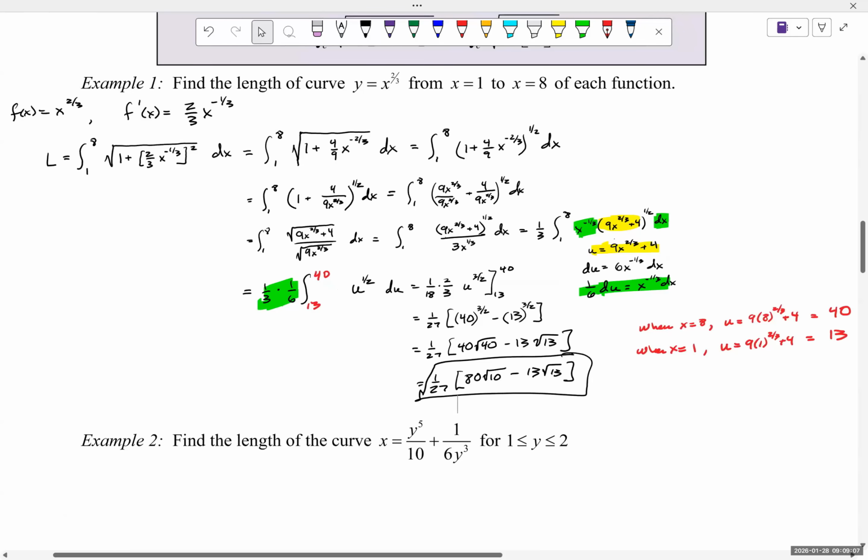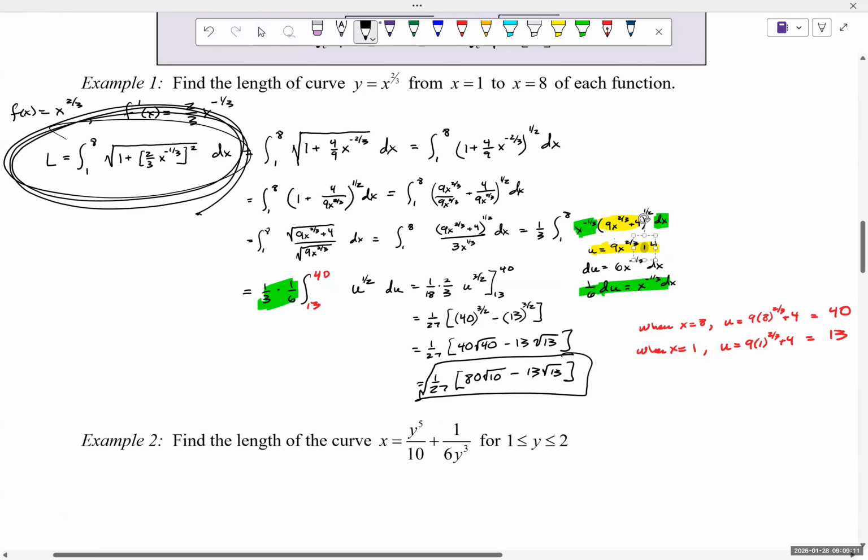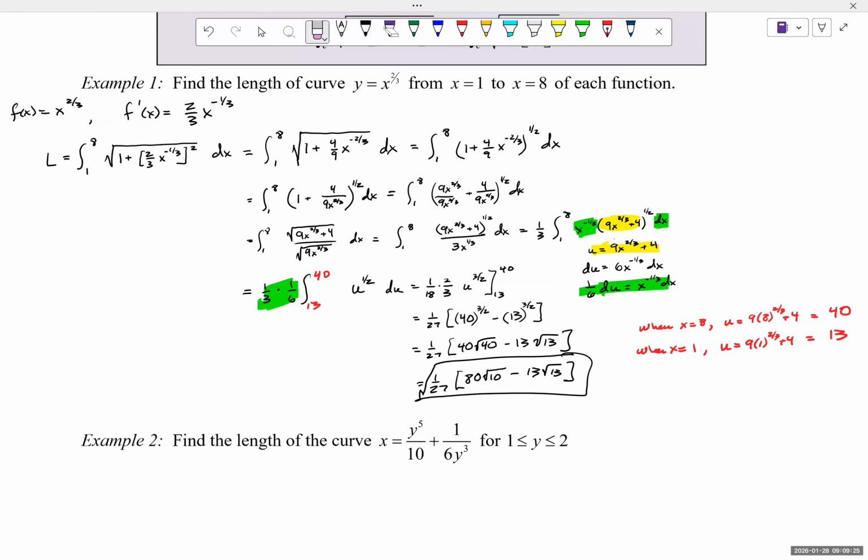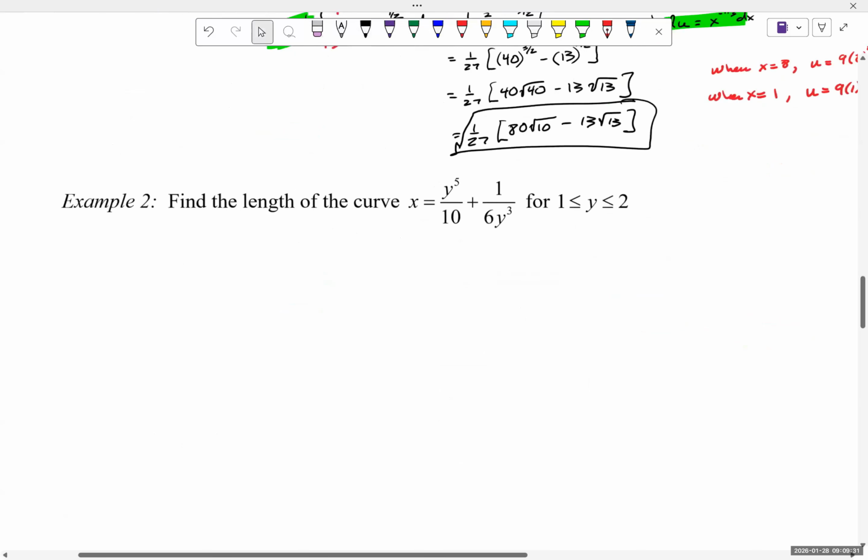The calculus was setting up the integral, which was relatively straightforward, just plugging in a derivative into the square root of blah, blah, blah. And then the calculus, once you got it to here, wasn't bad because it was just a calc 1 u-sub. But all the algebra in between was really the issue. And the exact same dynamic is going to happen on the next example.